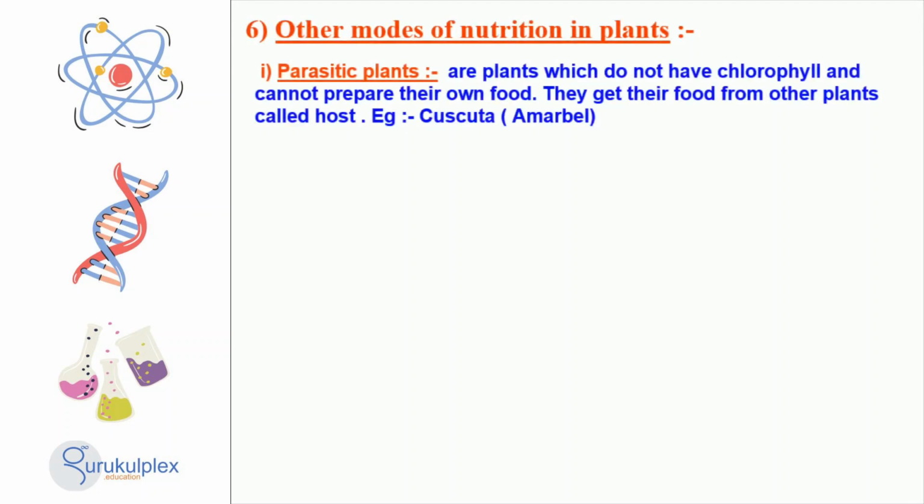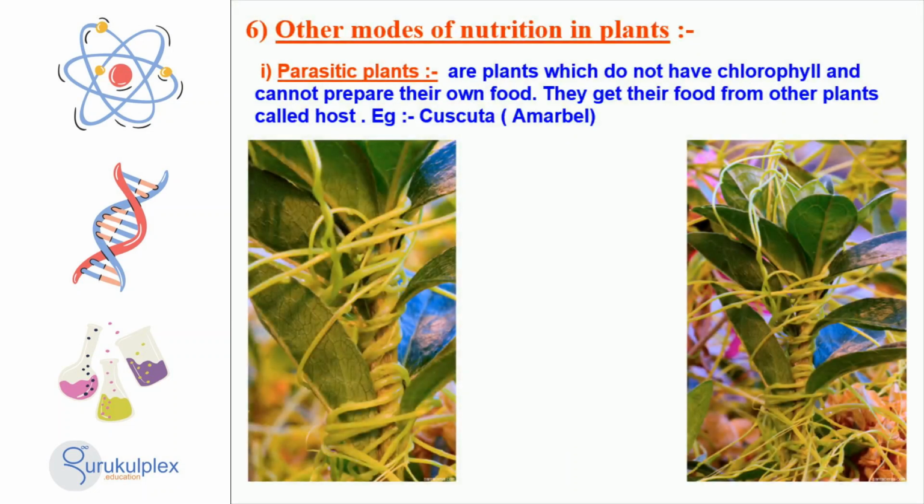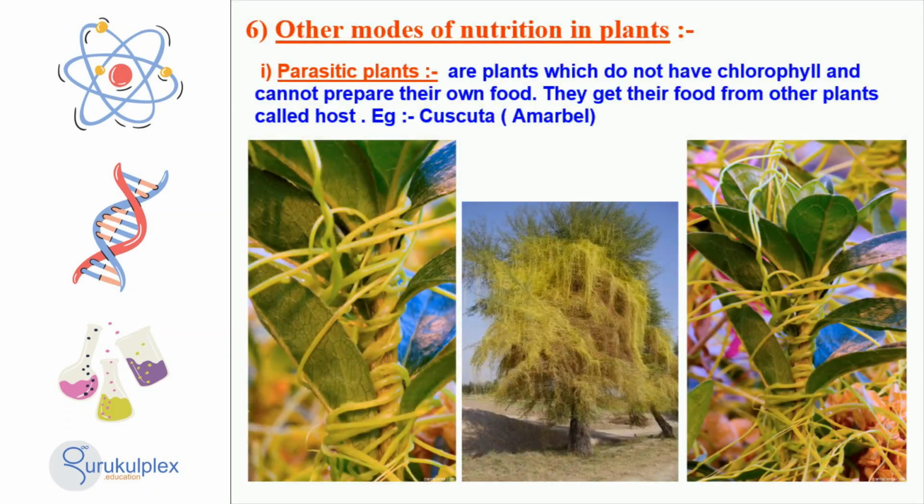Parasitic plants are unable to photosynthesize due to the lack of chlorophyll in their leaves. Instead, they rely on other plants for their nutrition, such as cuscuta, or the amarbel. The amarbel uses its roots to latch onto the stems of its host plant, and from there it extracts water and minerals. This is an example of how plants have adapted to develop alternative ways of obtaining nutrition.